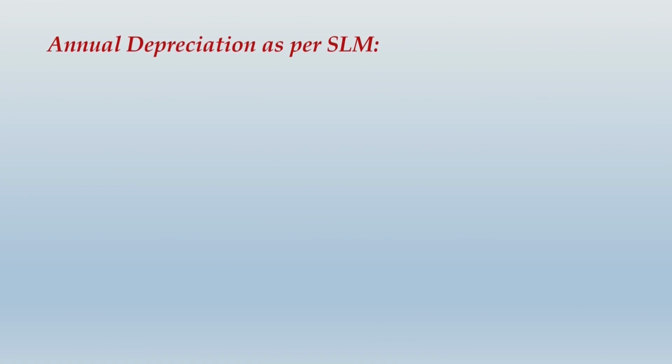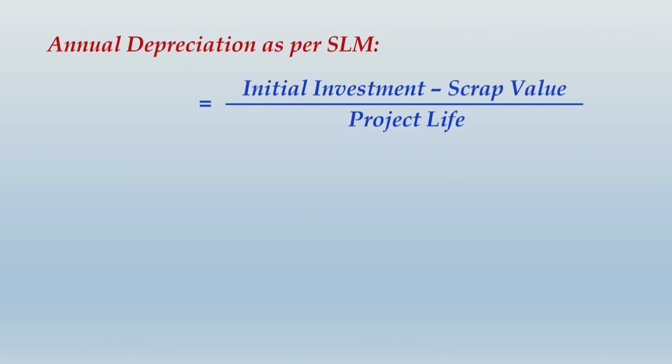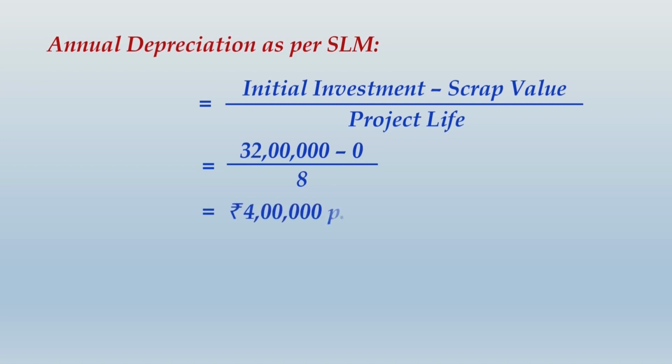Annual depreciation as per straight line method will be initial investment minus scrap value divided by project life. So your calculation goes this way. It will be rupees 4 lakhs per annum. I gave you 3 minutes of time to try out these calculations, and I am pretty sure that you must have already written this calculation, that is calculation of depreciation. That will be rupees 4 lakhs per annum.